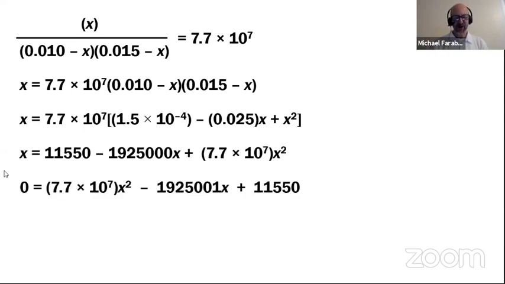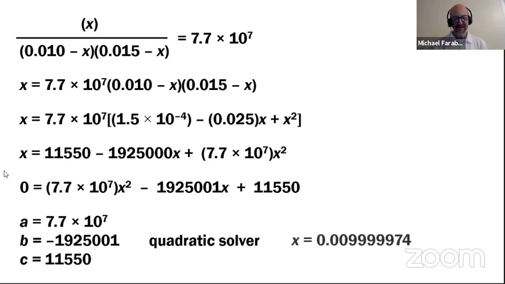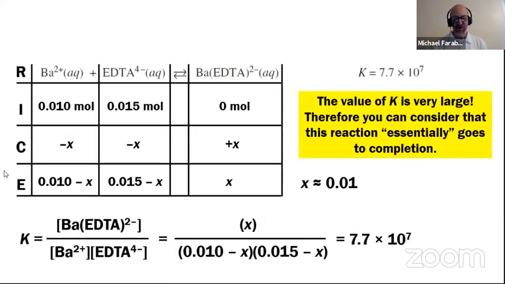Oh my goodness. You may recall that I said in yesterday's lesson that the AP chemistry exam is not going to require you to use the quadratic equation. I went ahead and did a quadratic solver with my A, B, and C from this ugly equation. And when I solve for X, this is what I got. Essentially, I got 0.01. So the message here is that you did not have to do that math.